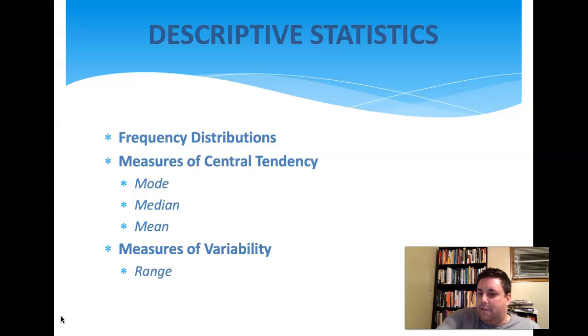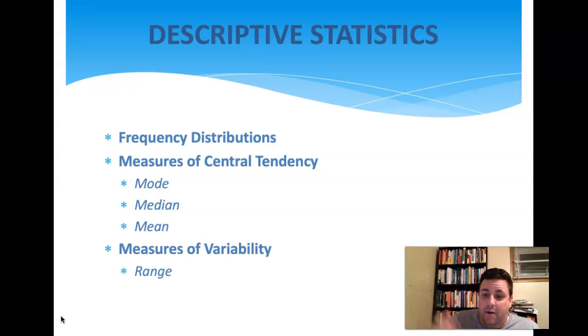If we lined up all the ages from youngest to oldest and picked out the one that was in the middle, that would be the median. And if we picked out the one that occurred most often, that would be the mode. A measure of variability is simply the difference between the lowest score and the highest score.